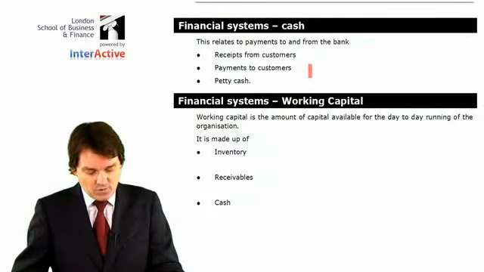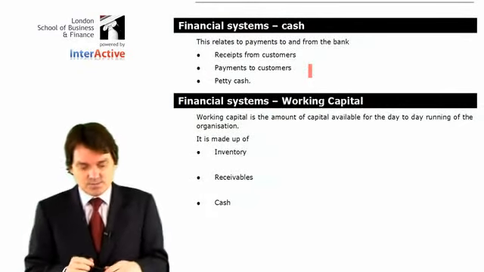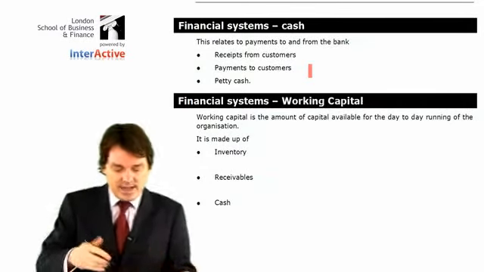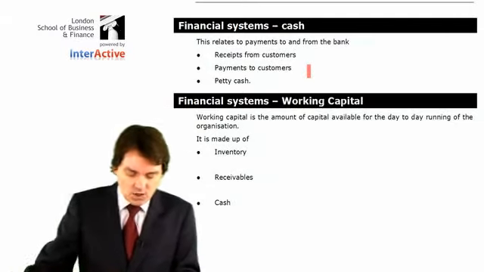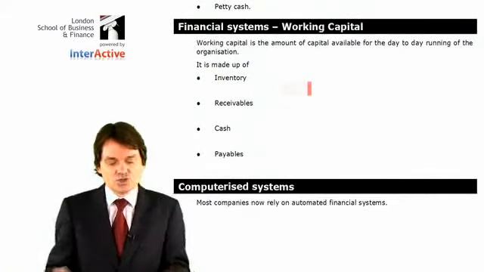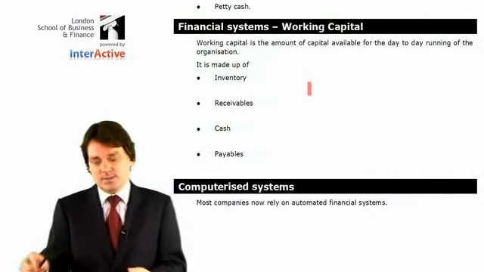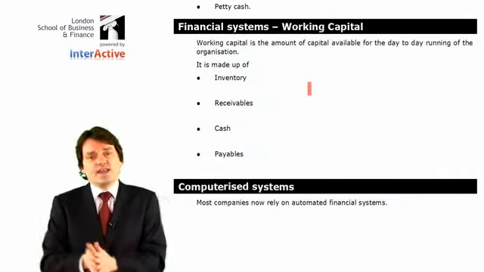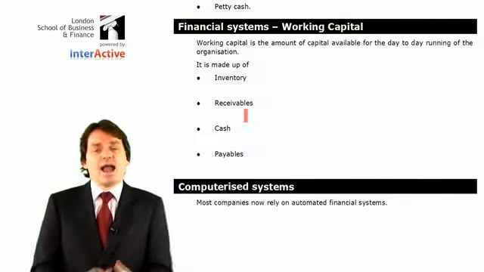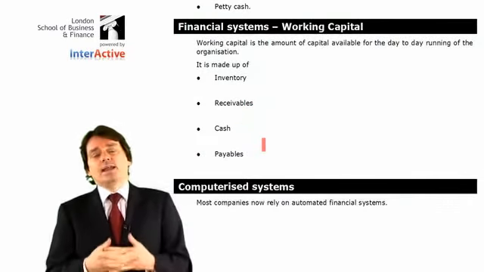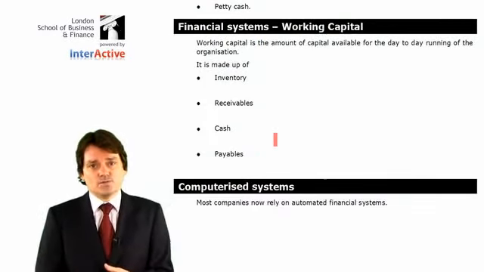The final bit we've got there in this little section on financial systems talks about working capital. When we're talking about working capital, we've got inventory, we've got receivables, we've got cash, we've got payables. Basically, your current assets and your current liabilities. All we're thinking about there is how do we make sure that we don't have too few of them, and how do we make sure we don't have too much of them.